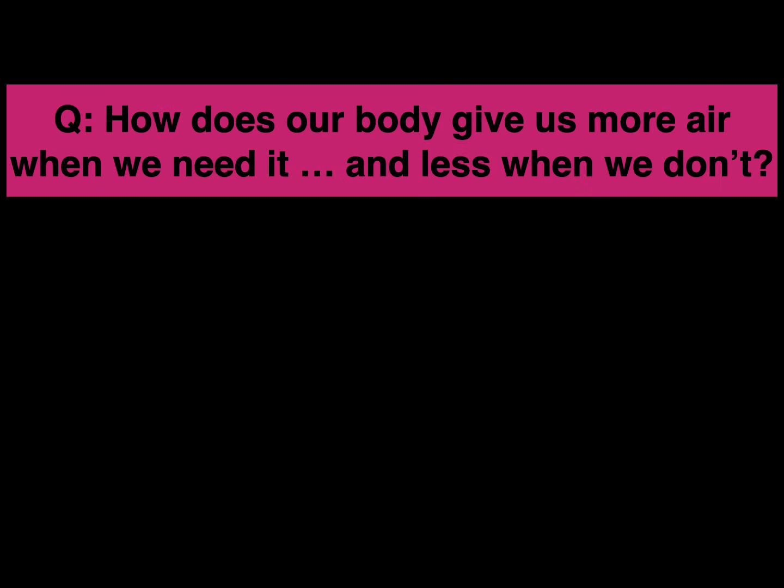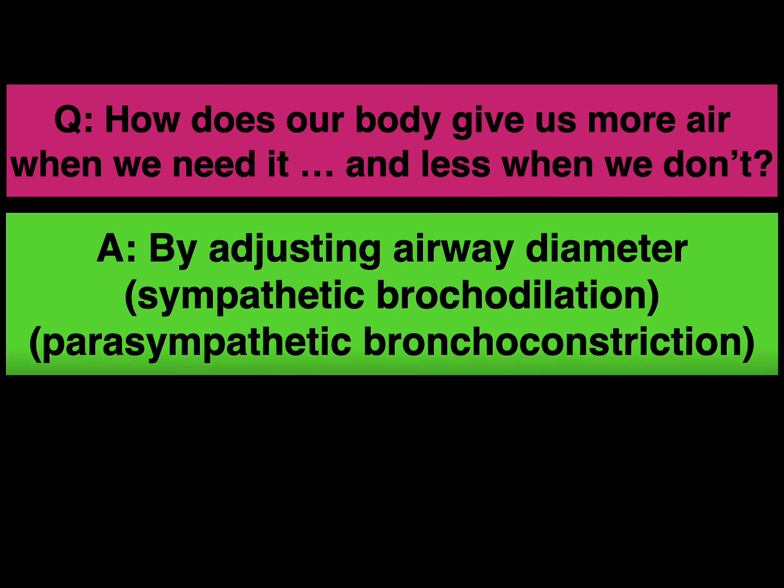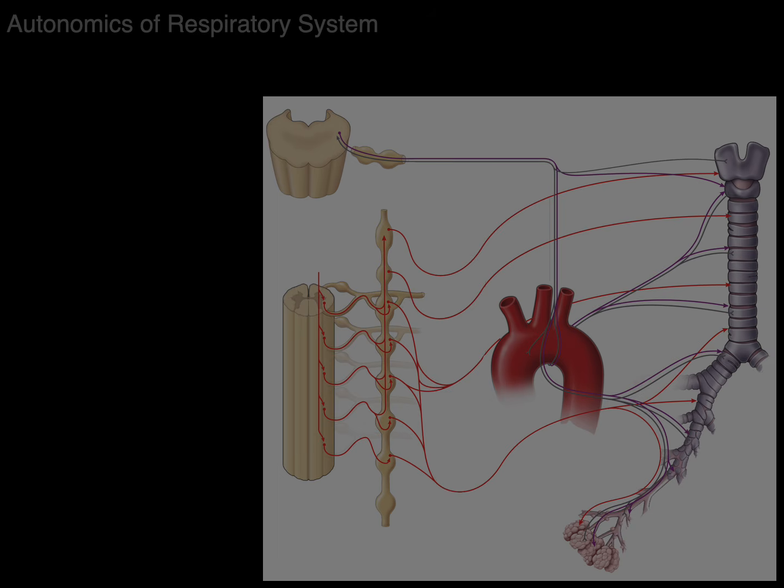How does our body give us more air when we need it and less when we don't? The answer: by adjusting airway diameter. Sympathetics cause bronchodilation, parasympathetics, bronchoconstriction. Let's do all that again with some pictures, words, and stuff.